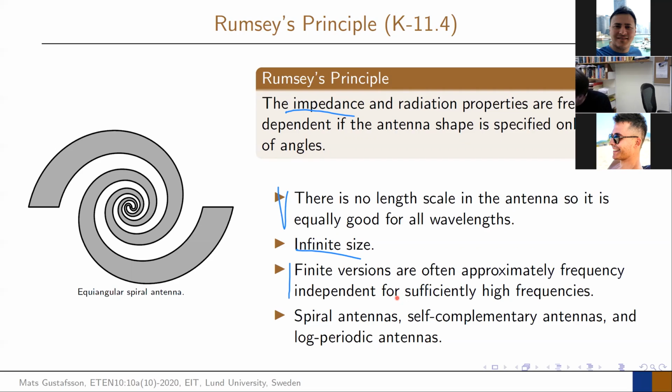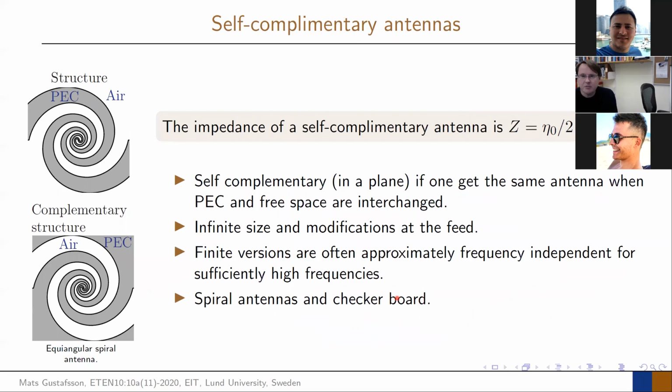And the typical cases here are the spiral antennas, which we have looked at once before in the course. We have looked at self-complementary antennas. And there is another antenna we will look at here, which is similar to the Yagi-Uda antenna, called the log periodic antenna. It looks a little bit similar, but the principles are very different. So if we take a look at these, we start with the self-complementary antenna.